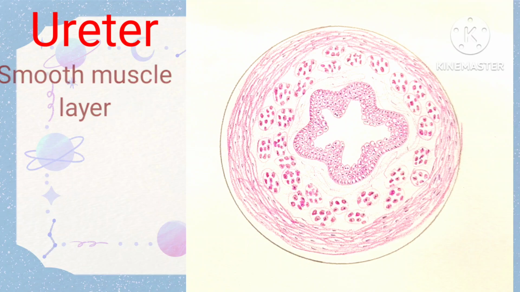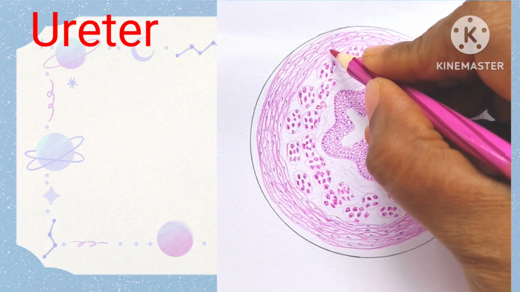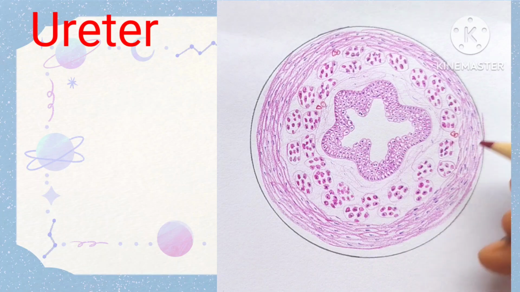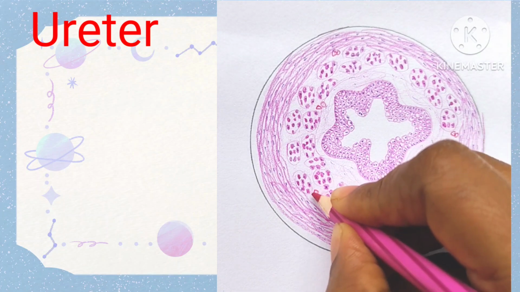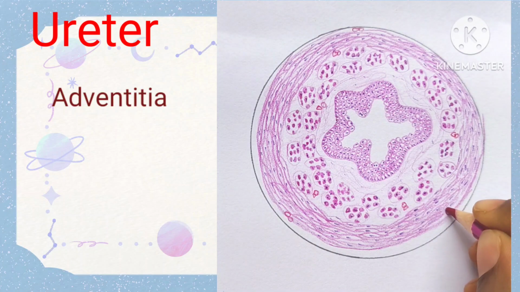The outermost adventitia also contains some adipose tissue. Here I have not mentioned it, but you can write some adipose tissue there also. So these are the blood vessels which supply the muscle layer, and also most of them are present in the adventitia.